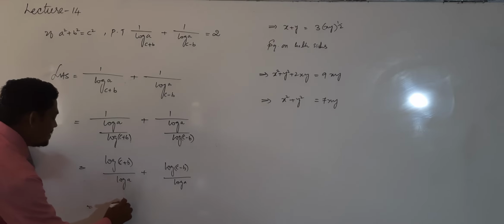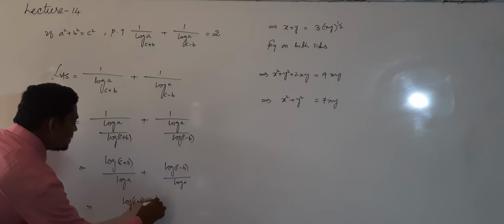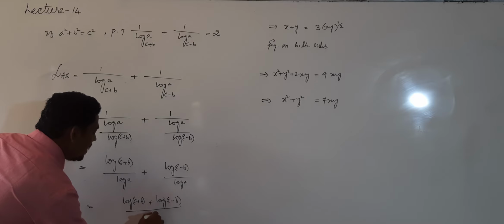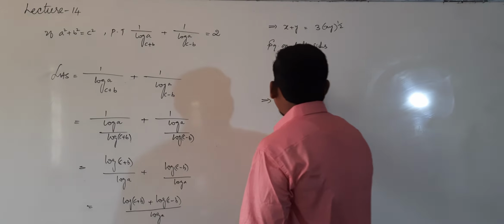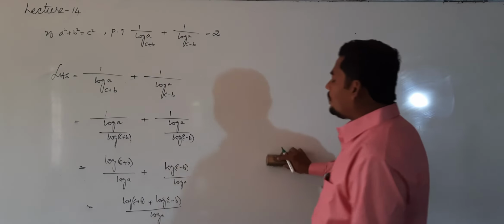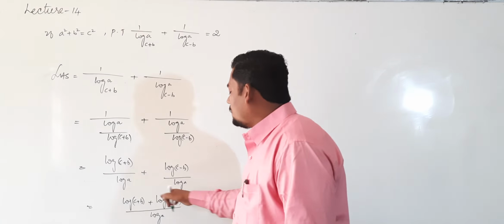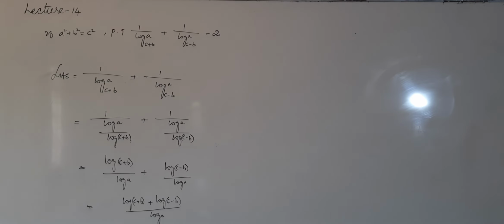Taking LCM, LCM is log a, so we get log of c plus b plus log of c minus b divided by log a. After this, use the log m plus log n formula: log m plus log n is log of m into n.